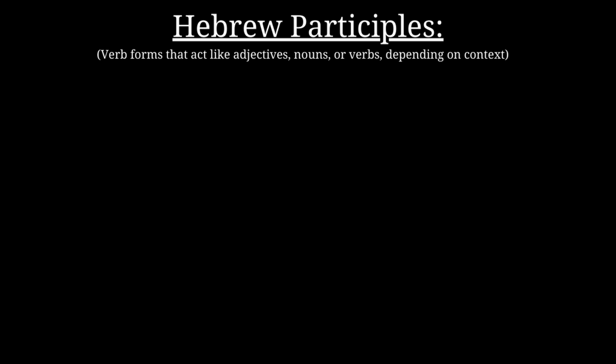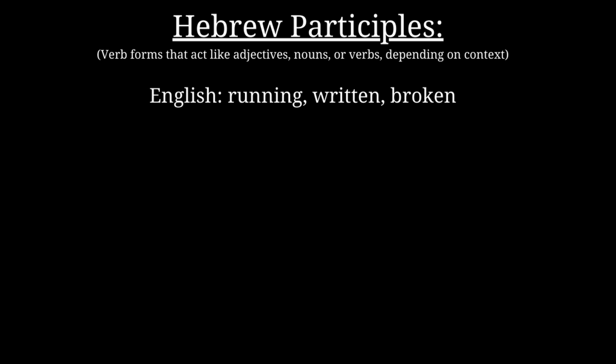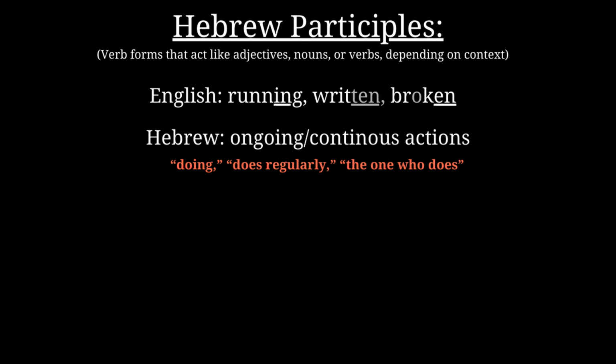Participles in Hebrew are verb forms that act like adjectives, nouns, or verbs, depending on context. In English, participles include forms like running, written, or broken, where words receive letters or change their form. Hebrew has similar structures that convey ongoing and continuous actions, like doing, does regularly, or the one who does or is doing, thereby functioning as adjectives or nouns and being based on verb patterns.